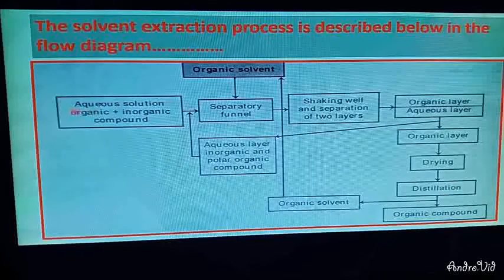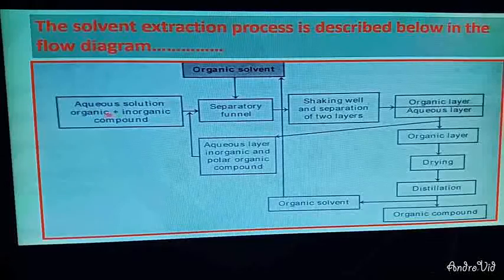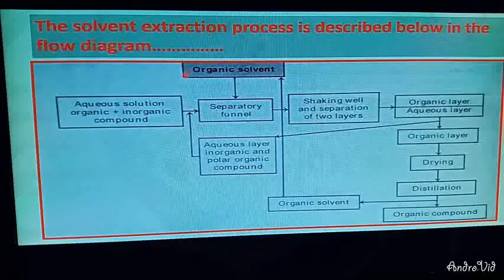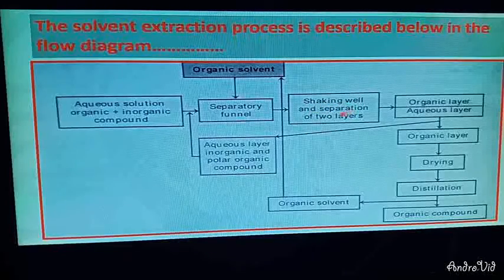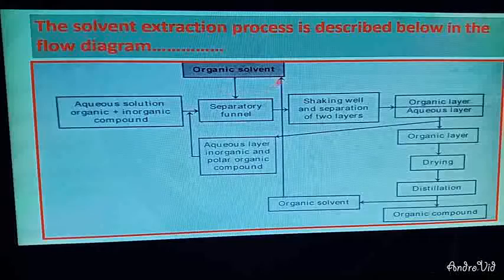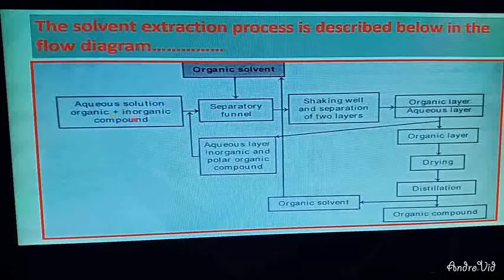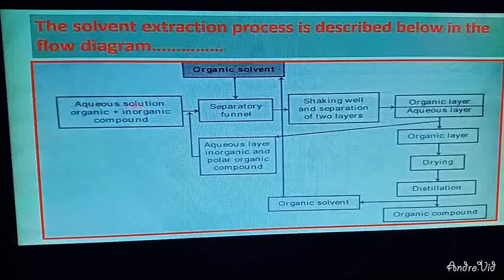There is another component, which is an organic compound. It will be slightly dissolved in this aqueous solvent, water, if it is slightly polar. So to dissolve this organic compound, let us consider that we have used another organic solvent. As this is an organic component, it will dissolve in this organic solvent. So in the separatory funnel, if you shake it, the organic compound will dissolve in the organic solvent, and the inorganic compound will dissolve in the aqueous solvent.